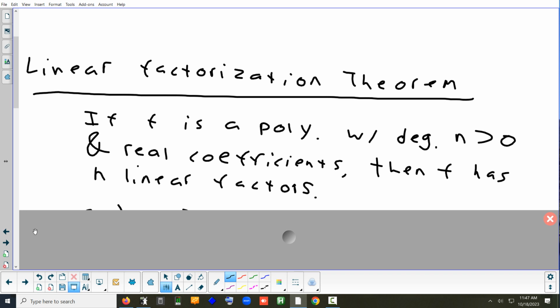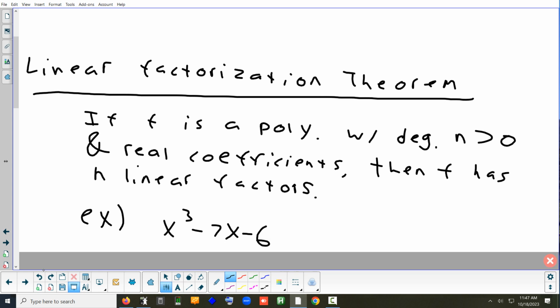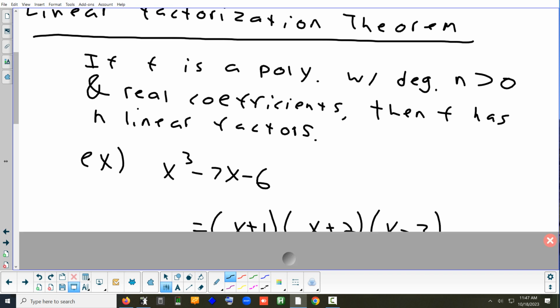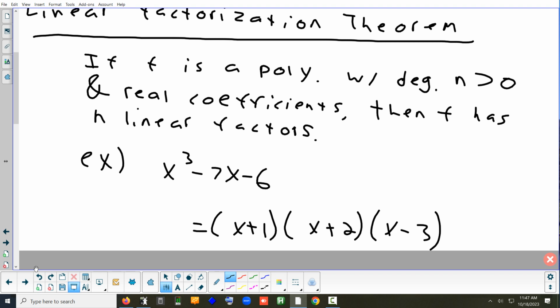If you have a polynomial with a degree bigger than 0, so we're not talking about constants, but anything that's linear or higher. So linear, quadratic, cubic, keep going up. You will always have as many factors as the highest exponent. So what's the highest exponent? 3. So when I factor that, how many sets of parentheses do you think I'm going to have? 3. That's how it does factor.